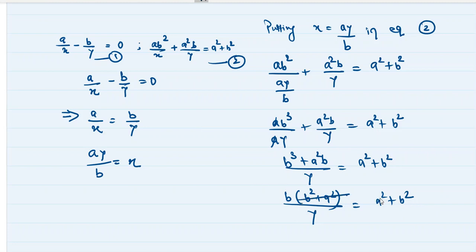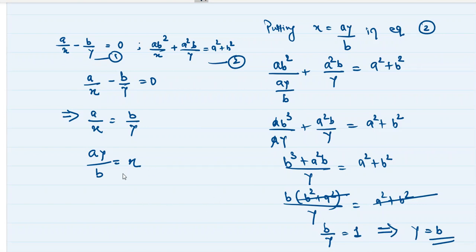Now if a square plus b square gets cancelled from both the sides, surprise surprise, you got b by y is equal to 1, which implies y is equal to b. You got the value of y as b.